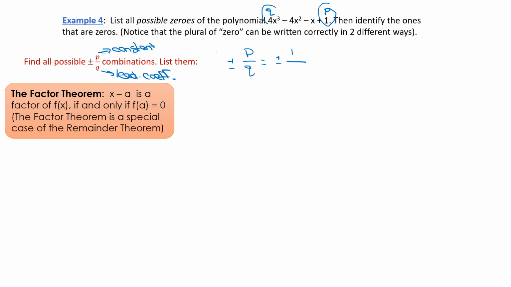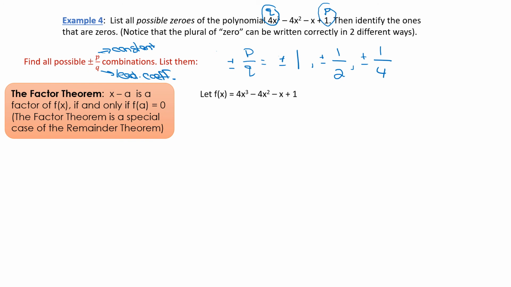Now, all factors of 4, let's start with 1. That's one possibility. Then I have 1 over my next factor of 4, which is 2, and I have 1 over 4. Those are all of my possible combinations, possible zeros. I'm just going to erase the first one and turn it into a 1, because that's easier to look at. So plus or minus 1, 1/2, 1/4. We have to sub all of those in.